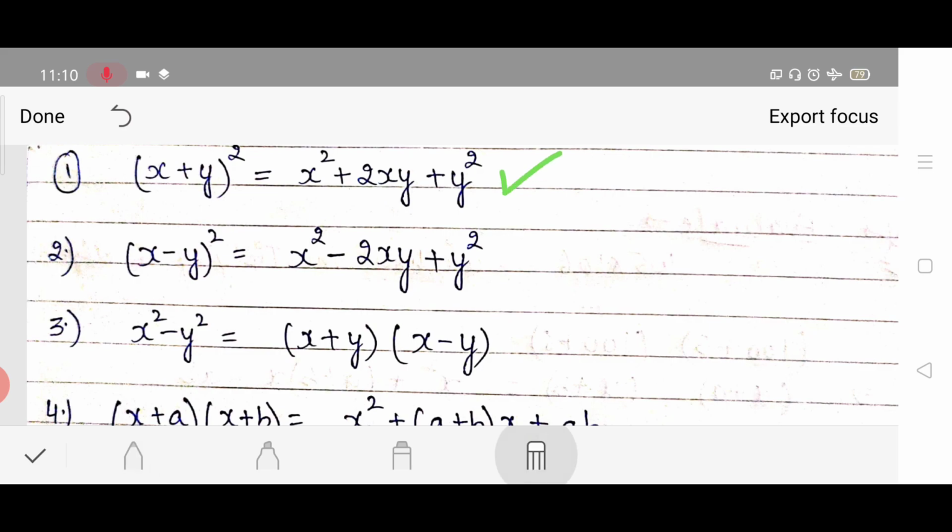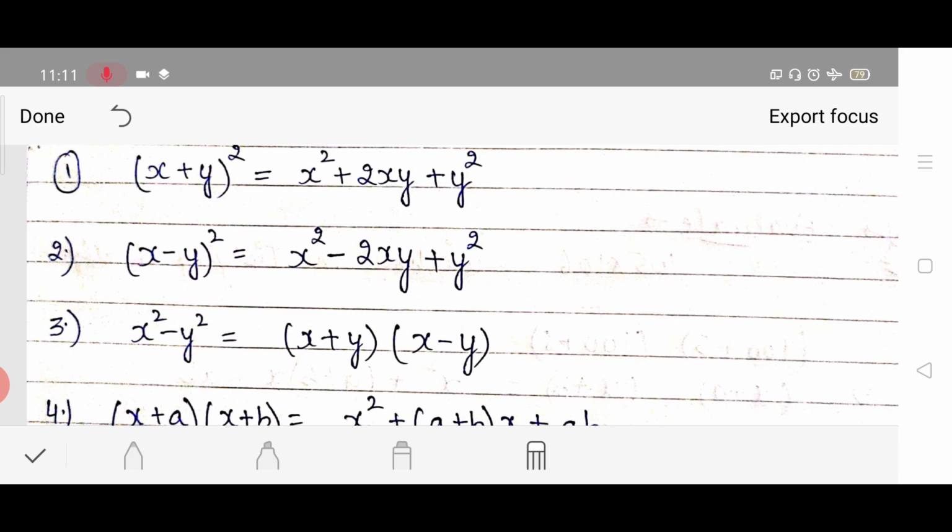Now moving on to the second identity, that is (x minus y) whole square. So (x minus y) whole square is x square minus 2xy plus y square. The basic difference between the first and second identities is only the sign change of 2xy. That is, in the case of (x plus y) whole square, we have a plus sign, and in (x minus y) whole square it is minus 2xy. Now moving on to the third identity, that is x square minus y square. x square minus y square is (x plus y) into (x minus y). You have to remember all these identities, as these are going to be very helpful to you.